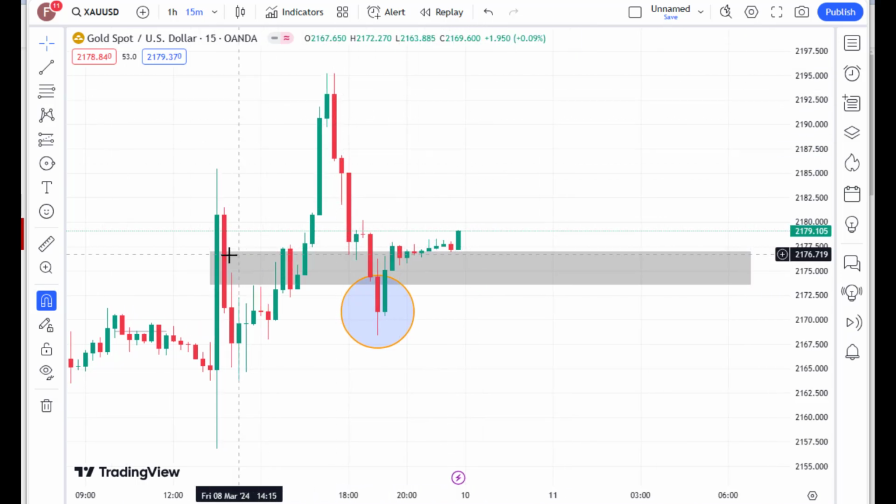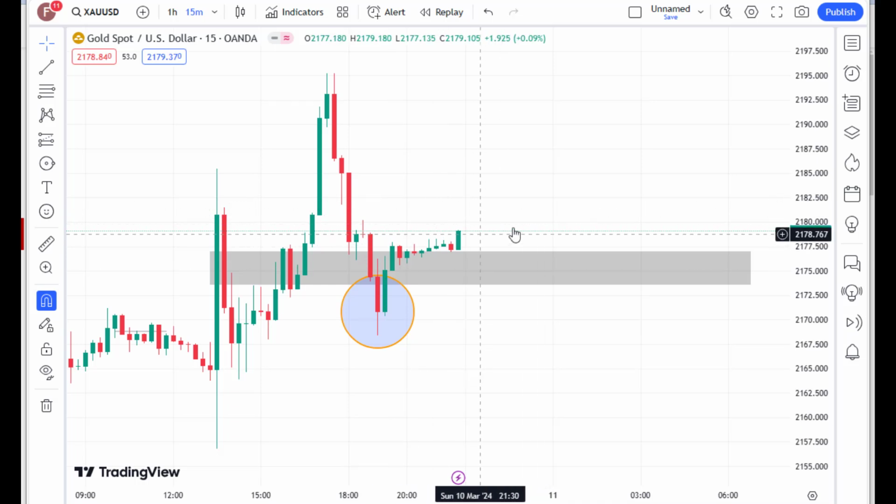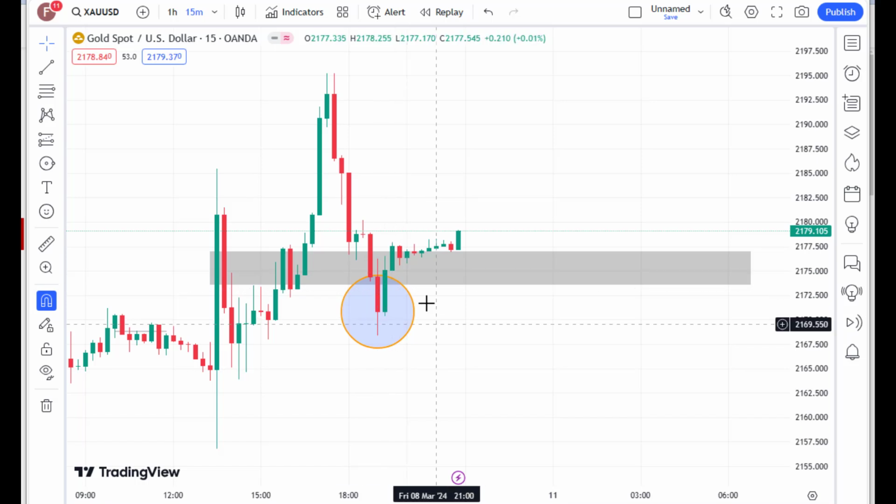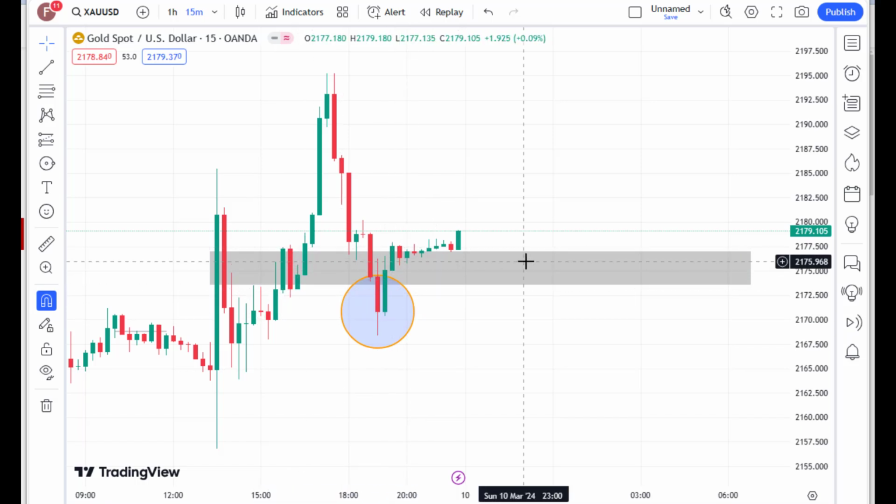So that's basically a possibility which usually happens many times, and I've shown you some examples. And we also consider this to be a demand zone. So when this clears and then we have this other block zone, there's a high probability.